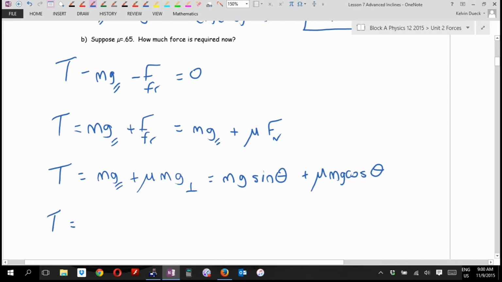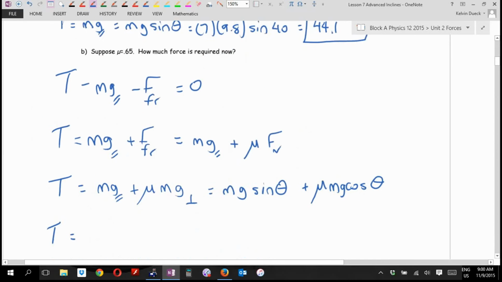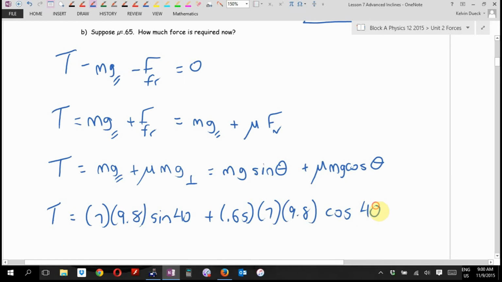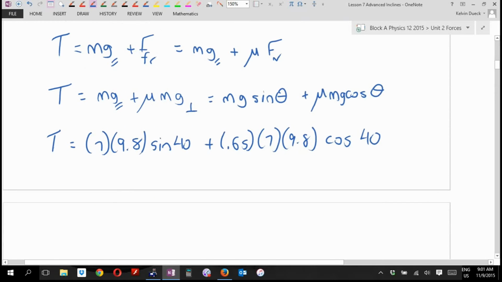What was the mass? 7? Yeah. 7. Or on this next line, they'll forget to drop the g's down. I'll see the 7 and the trig function. Sine 40 plus 0.65 times 7 times 9.8 cos 40. Thankfully, I have a good calculator that lets me do this all in one fell swoop, and I can see if I make any typos.